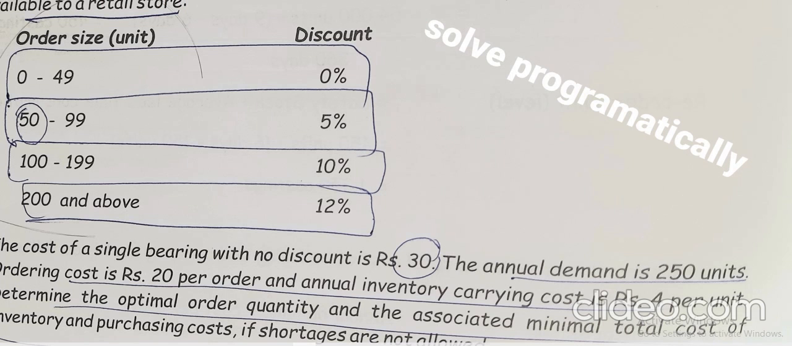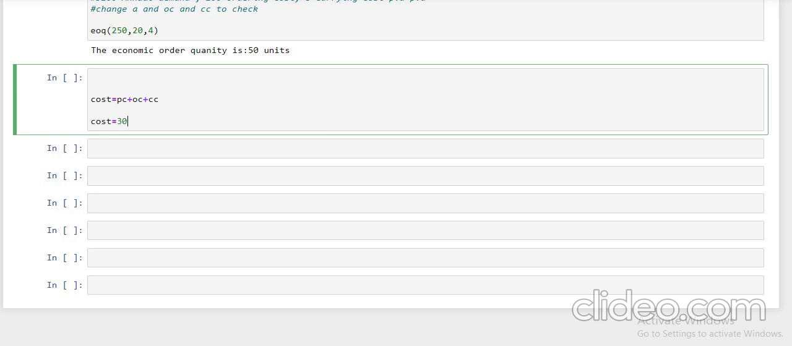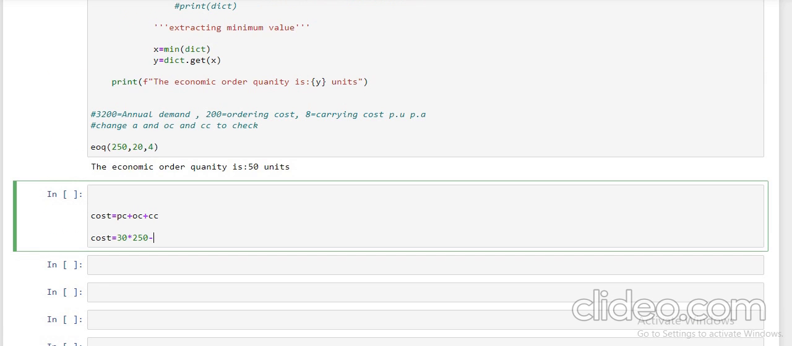Let's check out. I think I missed something. Okay, cost of a single bearing is 30. So 30 times 250, right? 30 is per unit, times 250. So purchase cost is that. So 30 times 250, and remember we are considering the discount also, so it is going to reduce from this. So d percent.